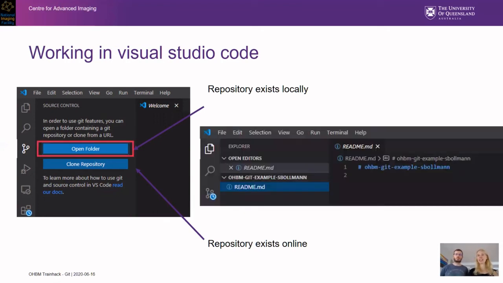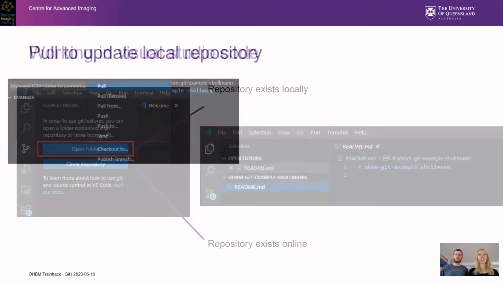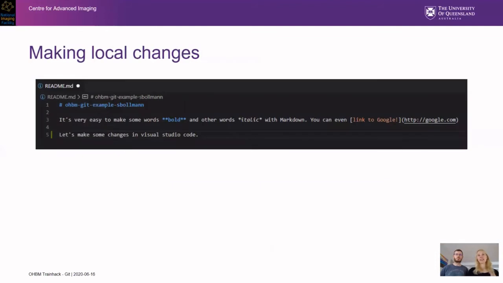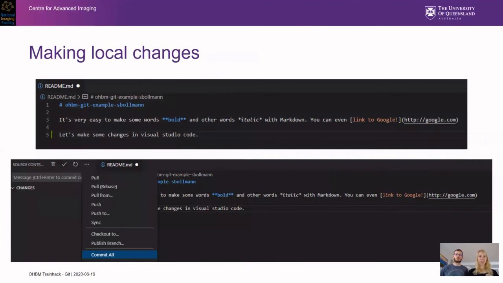And when you do that, you can see that the README is there, but we don't have all the changes that I just made on the remote in our local version of the repository. So we have to pull these changes to update the local repository. And once I've done that, I'm up to date and can start working along. And for example, now I want to make some changes in Visual Studio Code. So I added the README, and then I want to commit that, so I'm creating the history and keeping track of the changes I'm making.